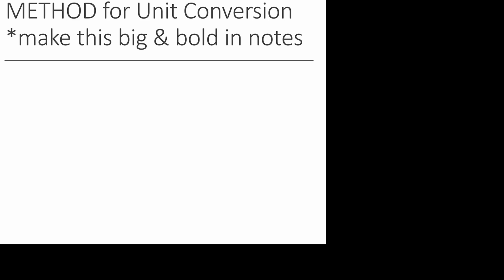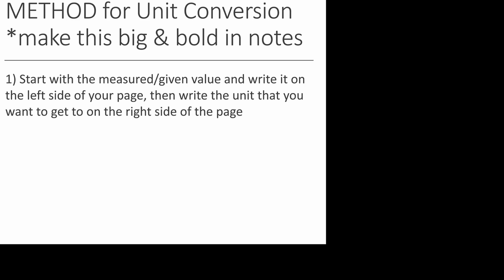So the first thing that we need to do is start with the measured or given value, and we're going to write that on the left side of our page. Now, the measured or given value will depend based on the problem that you have. So if this is a word problem and it says you have 18 inches, how many feet is that? Well, the 18 inches would be the given value, and we would write that number on the left side of the page.